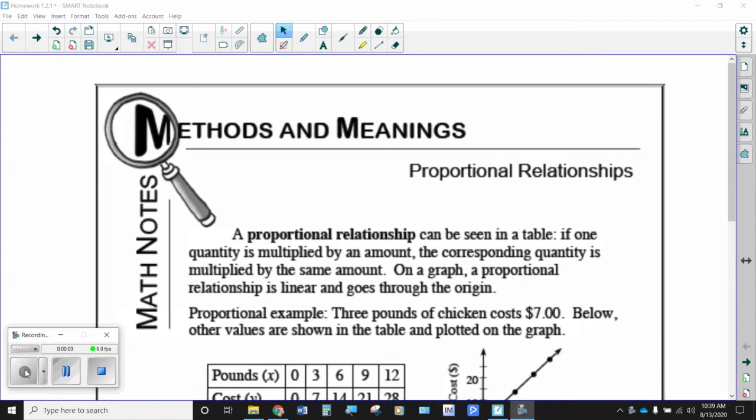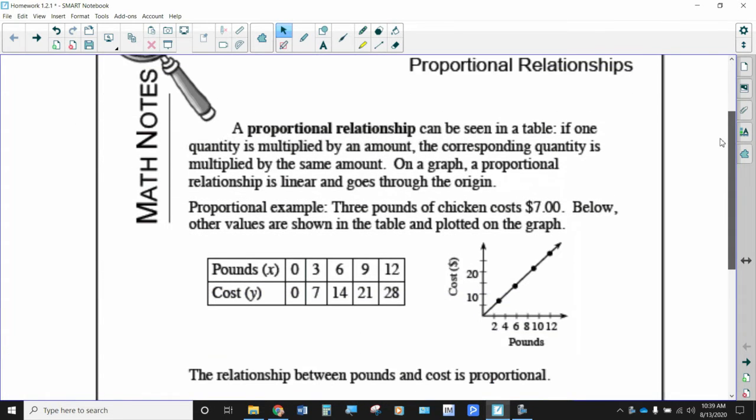Alrighty, let's take a look at our homework for lesson 1.2.1. First, we're going to start off with the M&Ms. And these M&Ms are just kind of reminding you of the nature of proportional relationships.